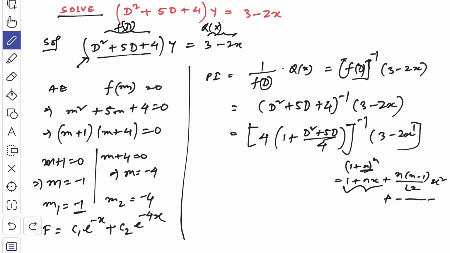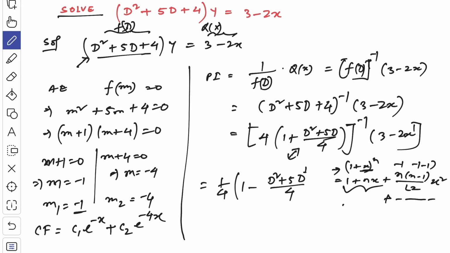So now you see, when you expand using this term, then what you will get is the inverse of 4, that will be 1/4, and here it will be 1 plus n, and here n is −1, so we will get here 1 minus (D² + 5D)/4. So here the minimum power on D is 1. In the next term the minimum power on D will be square.